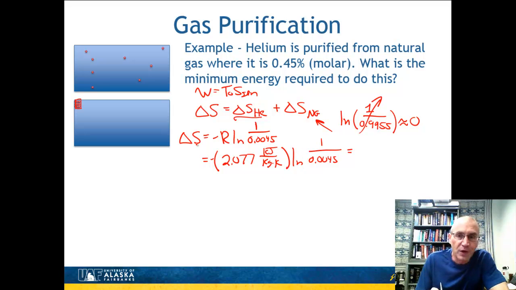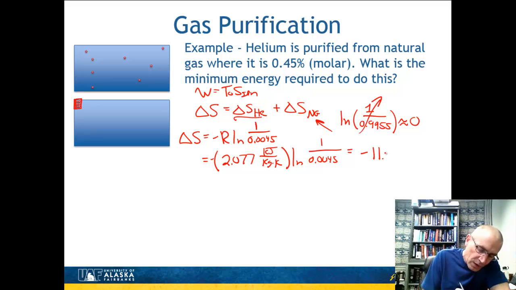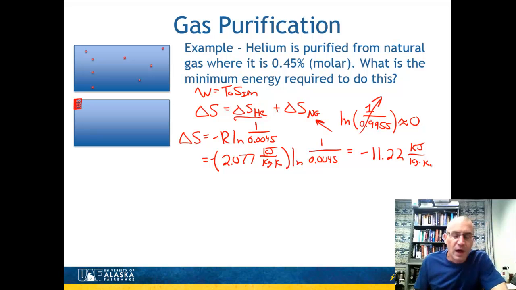Now this natural log term is a positive value, which means that my entropy goes down, which I would expect. This is a process where things are becoming more ordered, and that becomes minus 11.22, and the units on that are kilojoules per kilogram Kelvin. So that's how much I've decreased the entropy.